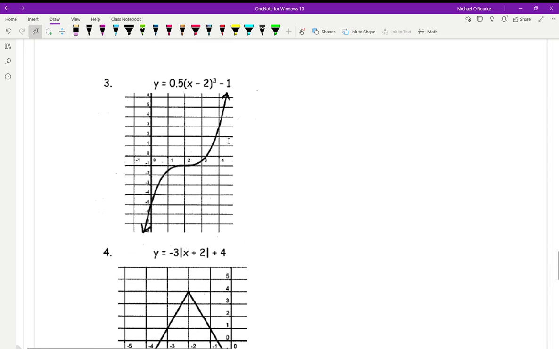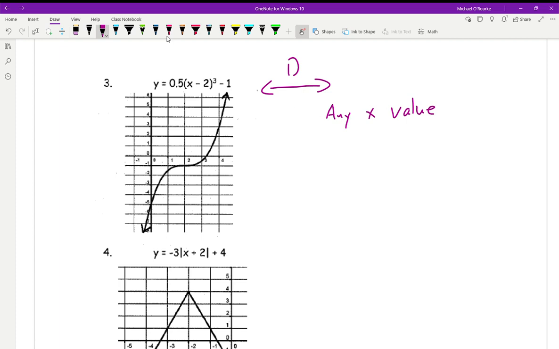Now this one here again, if we're doing domain, you've got to figure going left and right. It's going to continue to go this way and continue to go this way. So domain would be any x value. And range as well, so range, if we remember, is up and down. Range here is going to go forever down and forever up. It's going to be any y value. Okay?